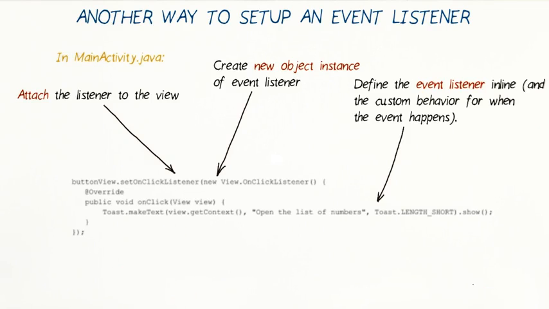Now it's your turn. Within the main activity file, attach click listeners to each of the category views for numbers, phrases, colors, and family members. Declare the click listeners in line, as we showed you most recently. And we've included the code for you to use as a reference. Good luck!